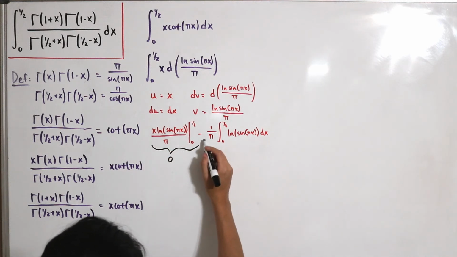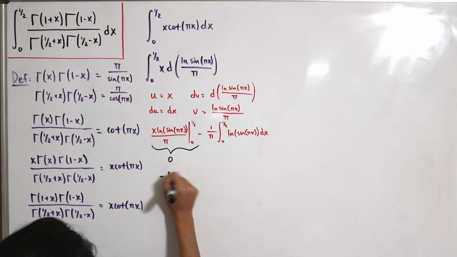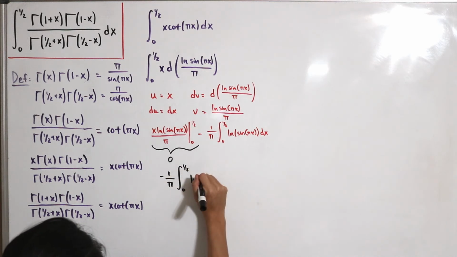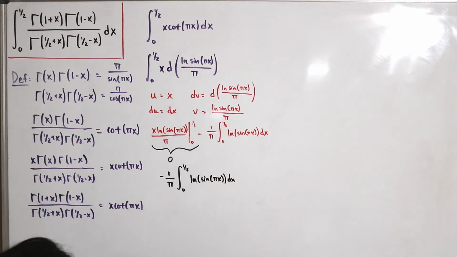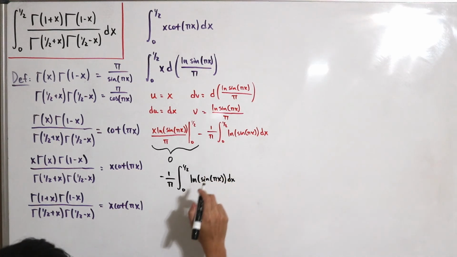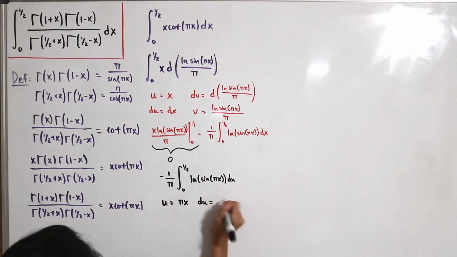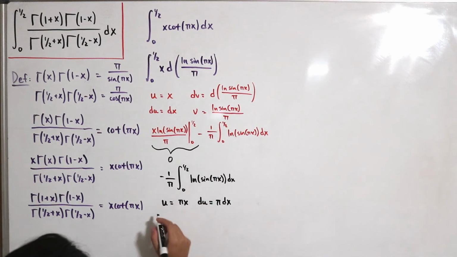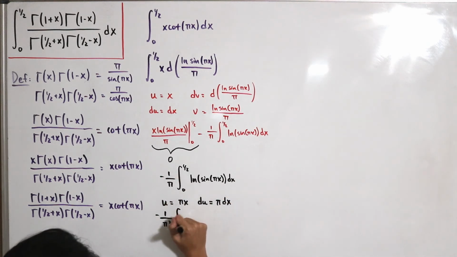So now the only thing we have left is we just need to evaluate our second term, which is minus 1 over pi, and then the integral from 0 to 1/2 of the natural log of sine of pi x dx. This is simple, what I can do is just use u-substitution. So I'll let u equals pi x, then du is equal to just pi dx. And then I can just divide by pi. So over here I'll have 1 divided by pi squared, since I factor out the pi from here and divide by that. Then we calculate our new bounds.